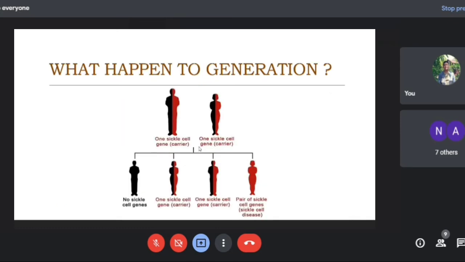So in this diagram, we can see that a child can have sickle cell anemia when both of the parents are carriers. The chances of getting a child with sickle cell anemia is 25% with a ratio 3 to 1.